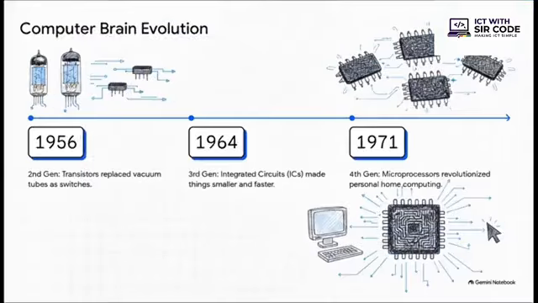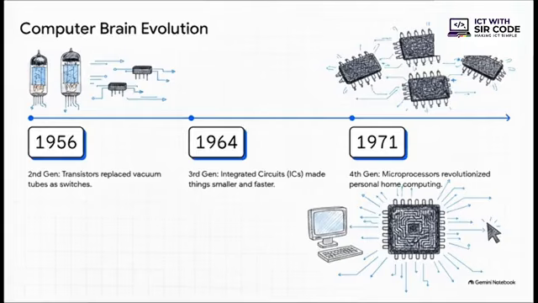So every living system needs a brain, right? And to fully appreciate the modern digital brain we have today, we kind of have to look back. Back in 1956, the second generation of computers used transistors. Now these were a massive improvement over those old hot vacuum tubes, acting as switches to amplify electronic signals. But computers were still, frankly, huge. By 1964, the third generation introduced integrated circuits, or ICs, which made things smaller and a whole lot faster. But then, in 1971, everything changed.